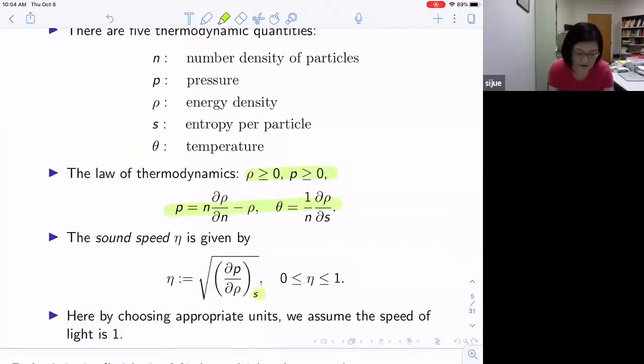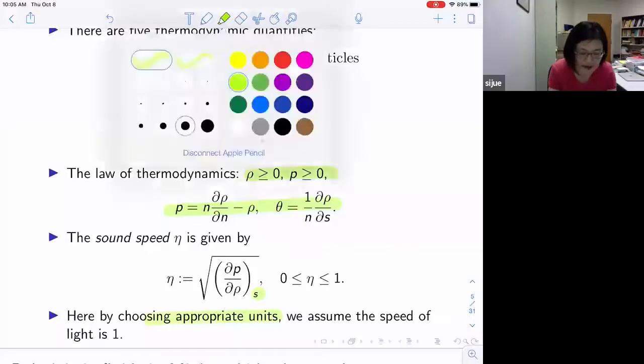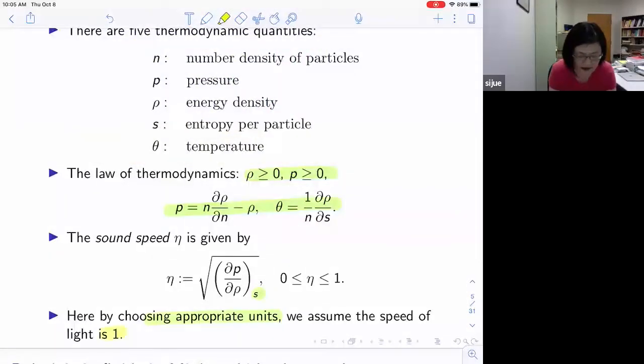We want to choose appropriate units so that the speed of light is 1. The sound speed should be no more than the speed of light, so it is between 0 and 1.